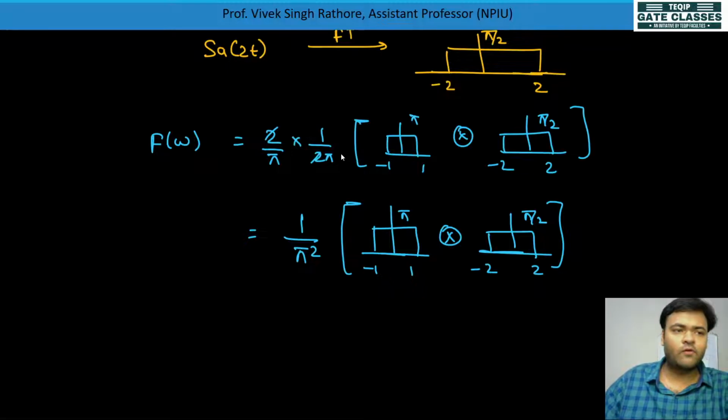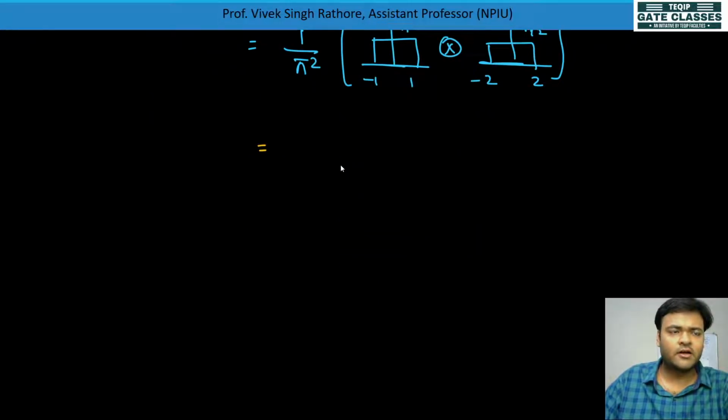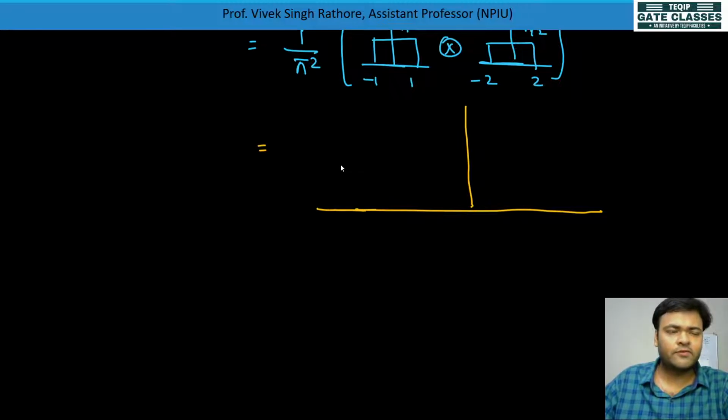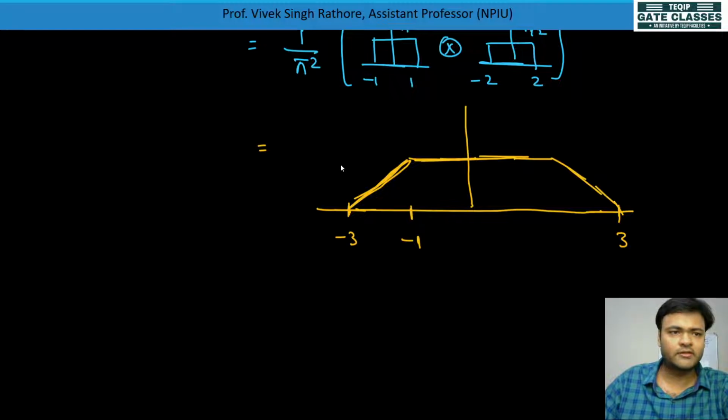In convolution you know how to convolve two pulse signals. Whenever two pulse signals of different width are there, we'll get a trapezoidal signal. What will be the width of the rising part? The rising width will be that of the smallest pulse, which has width 2. It will start from minus 1 minus 2, which equals minus 3, and 1 plus 2 equals 3. So this trapezoid will start from minus 3 and go to plus 3. The rising part goes from minus 3 to minus 1, and for symmetry it goes on like this, and this value will be equal to 1.